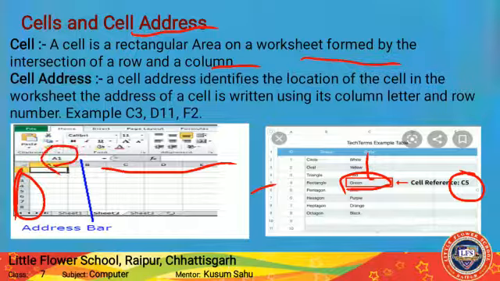Here you can see our first box is given there, that is A1. So A1 shows there. Whichever cell we go to, the address will be written here only. So we will represent these addresses as C3, D11, F2 like this. Means we can represent with column letter and row number.